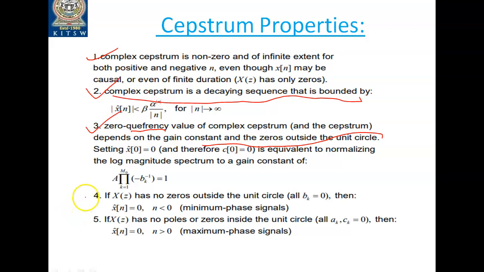Now, next, property number 4. If x of z has no zeros outside the unit circle, then x cap of n equal to 0. This we are calling a minimum phase signal. And similarly, when you look into property number 5, if x of z has no poles or zeros inside the unit circle, then x cap of n equal to 0 when n greater than 0. Those signals we are calling maximum phase signals.